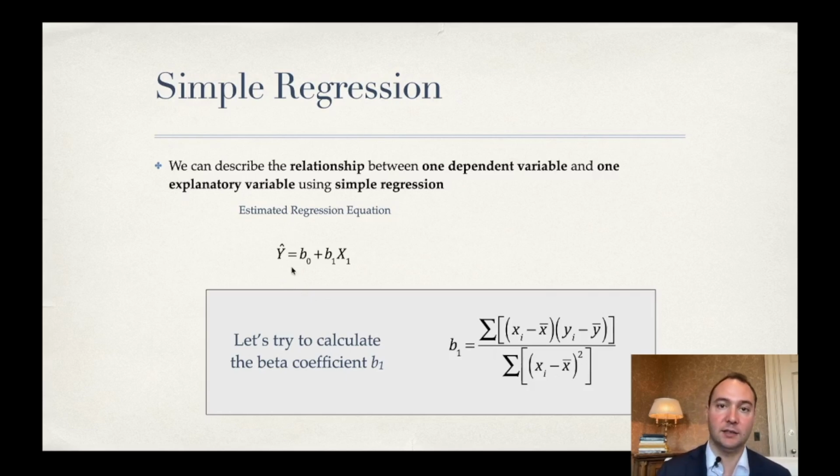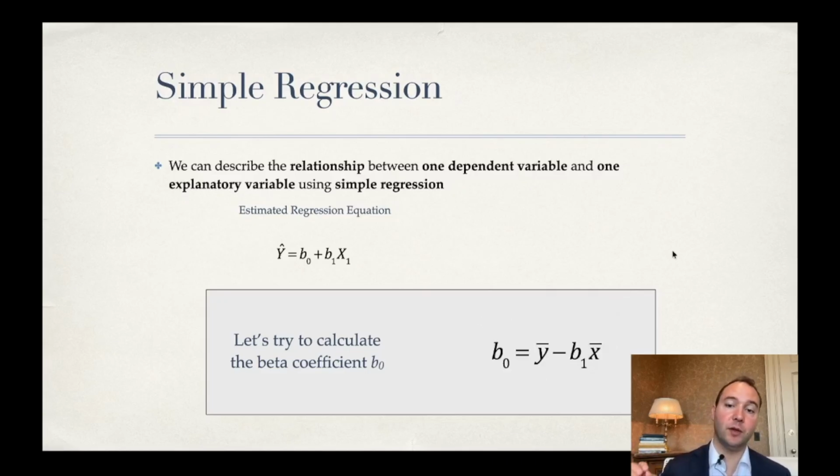of their height? Okay, so we can describe the relationship between one dependent variable, Y, and one explanatory variable, sometimes called independent variables, X, using simple regression. Simple regression just means we have one independent variable and one dependent variable. Okay, so following this formula, we can simply input these values into R.